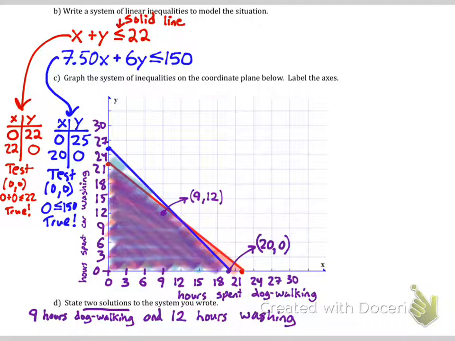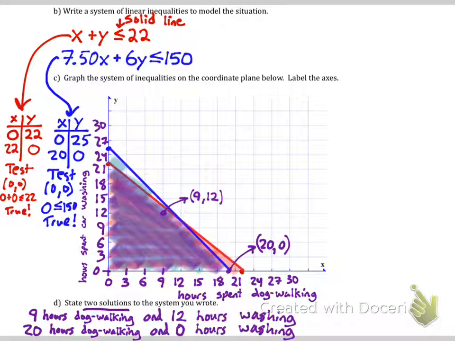Right here is another point. I'm just going to pick a point on the line to show you one of the extremes. We could not go any more to the right because then we'd be out of the blue area, and we have to be inside both the blue and the red. But that point, 20, 0, fits the under 22-hour rule and the under $150 rule. And that's 20 hours dog walking and 0 hours washing. That is another possible solution. But you could pick any of these points in here and still be acceptable.